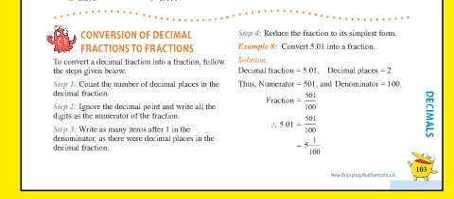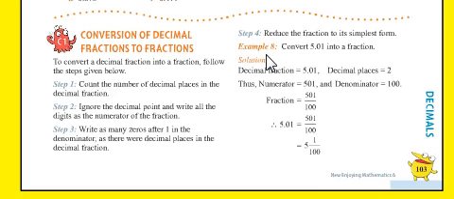Then step 3, write as many zeros after 1 in the denominator as there were decimal places in the decimal fraction. Okay, then the last step, reduce the fraction to its simplest form. Okay, so these are the steps. So we'll see an example. By seeing the example we can understand all these steps.